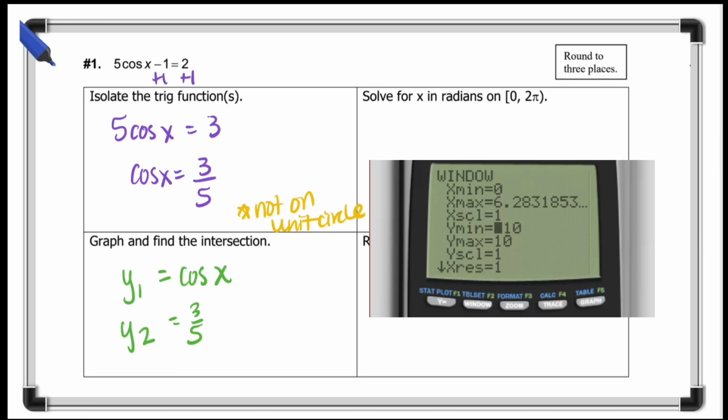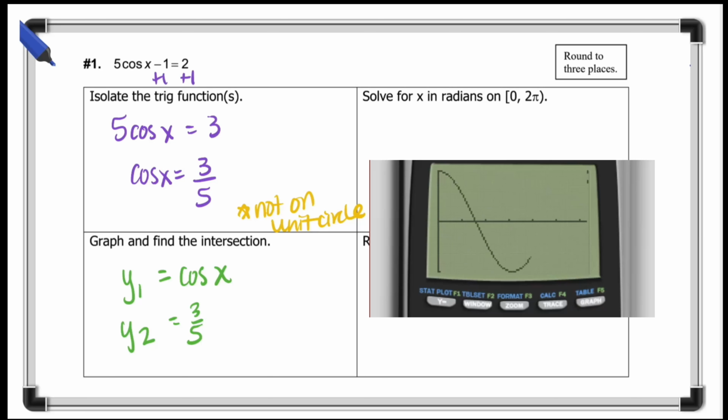We're going to change our y min and our y max. We have a cosine graph, so we can make our y min -1 and our y max 1. That is our range for that cosine. And then what we're going to do is go ahead and graph. So we're going to press graph. And you can see one full period there between 0 and 2 pi. And that's our cosine graph.